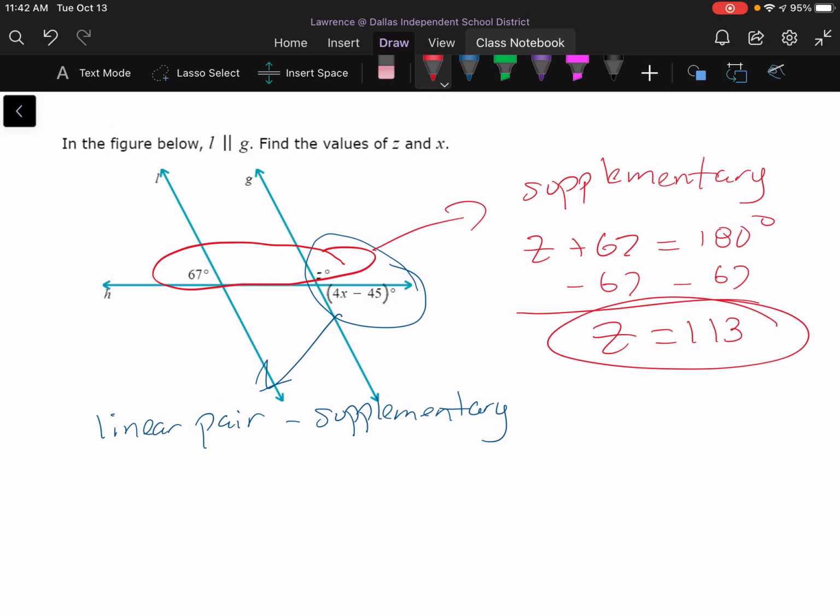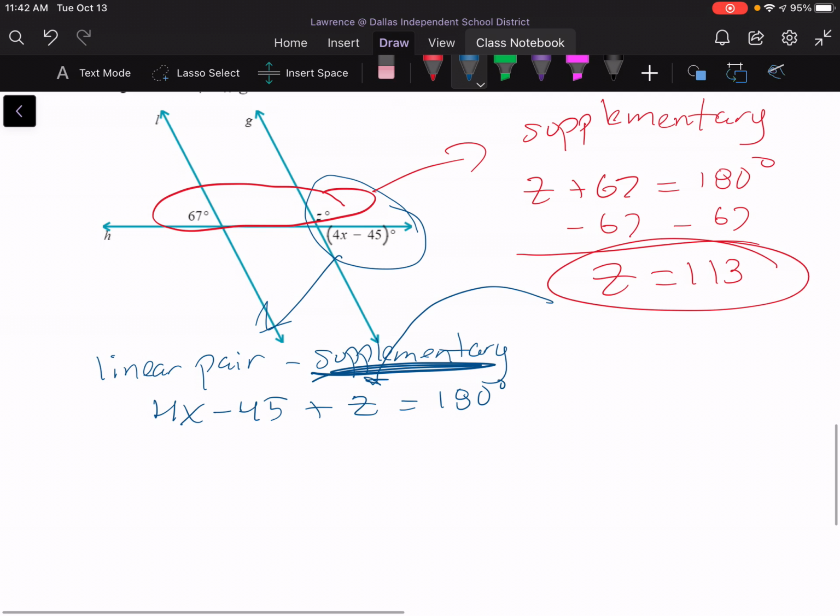Now that I know what Z is, now I can substitute it into the linear pair idea. And now I can go ahead and finish solving. So as a reminder, linear pair is supplementary. So I'm going to say 4x minus 45 plus Z equals 180 degrees. But I've already solved for Z, folks. Z is right here, so I'm just going to plug that in. So 4x minus 45 plus 113 equals 180 degrees.